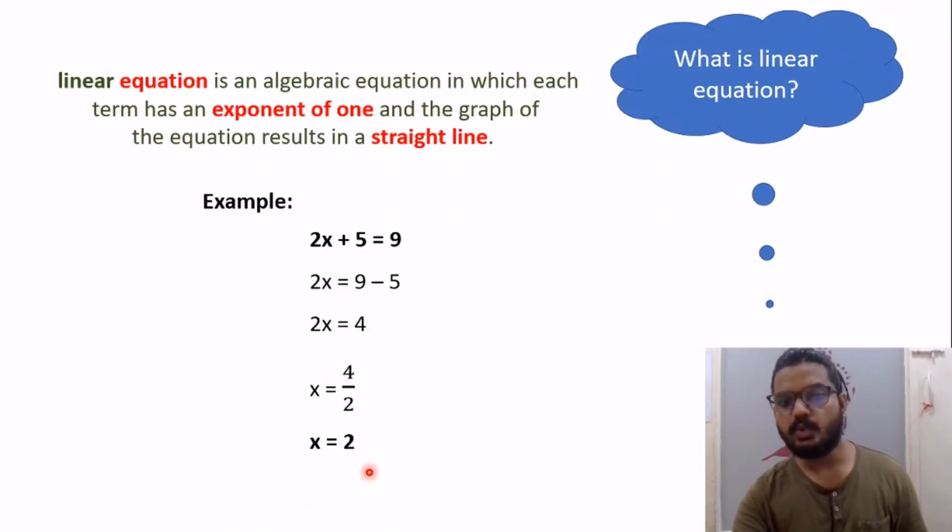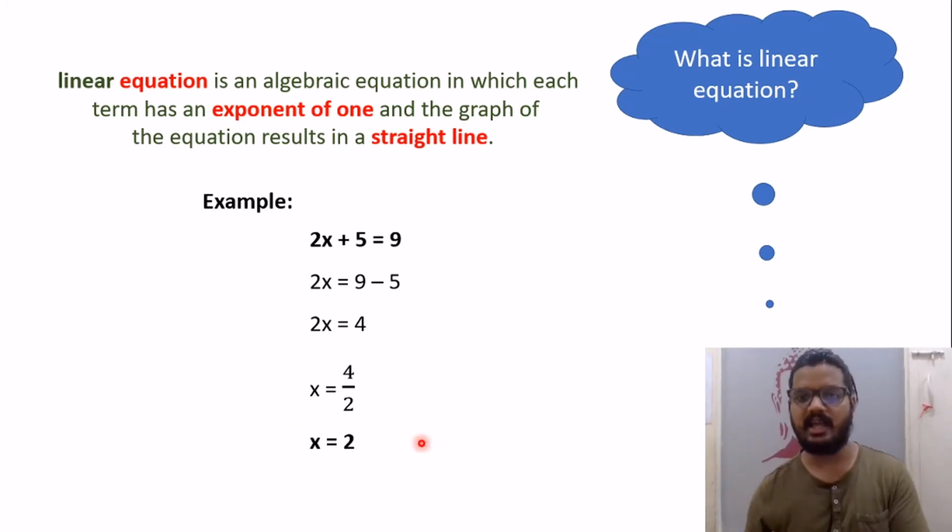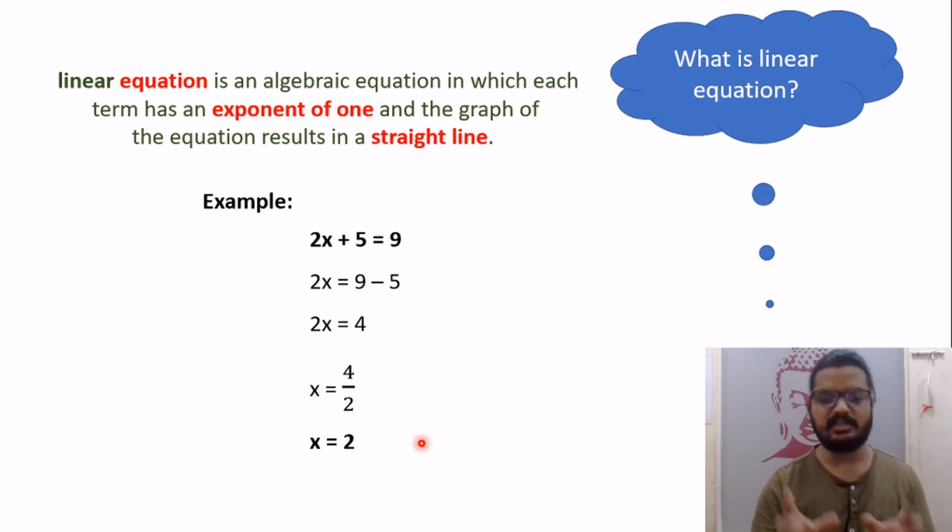X is equal to 2. So students, this is how the straight line is considered. Whenever there is a linear equation, when you solve and plot it on the graph, you will always have a straight line. If you don't have a straight line, that means there is some problem.